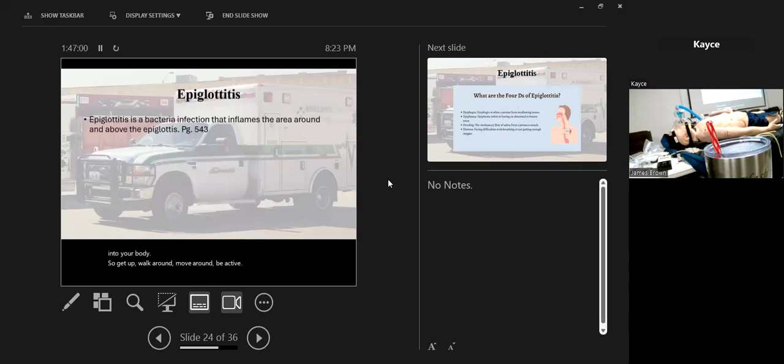All right, epiglottitis is a bacterial infection that inflames the area around and above the epiglottis. Where's the epiglottis at? What's it do? It protects the airway, right? It's a little flap that goes over the airway. So when you swallow something, that thing slams shut, so food doesn't go down the wrong tube and you start choking and coughing. You don't aspirate it into your lungs and become a bacterial or fungal pneumonia person.